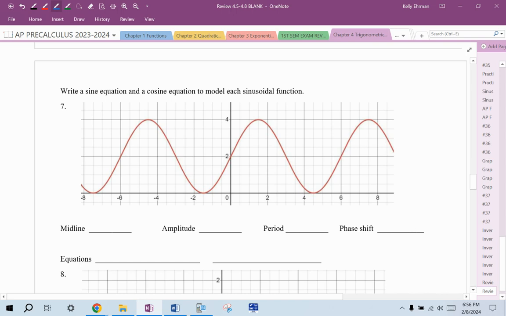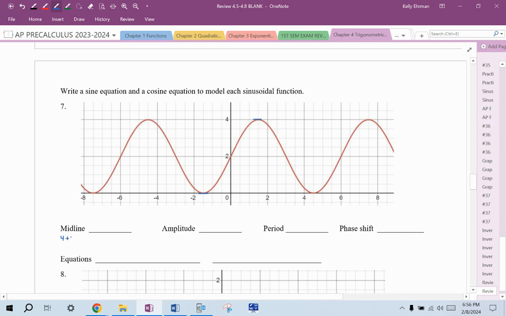This next section would still be without a calculator. Write a sine and a cosine equation to model each of these sinusoidal functions. So the first thing I like to pick out is the midline in the graph. And sometimes you can just see what it is, but also remember you can calculate it. It's the average of the max and the min.